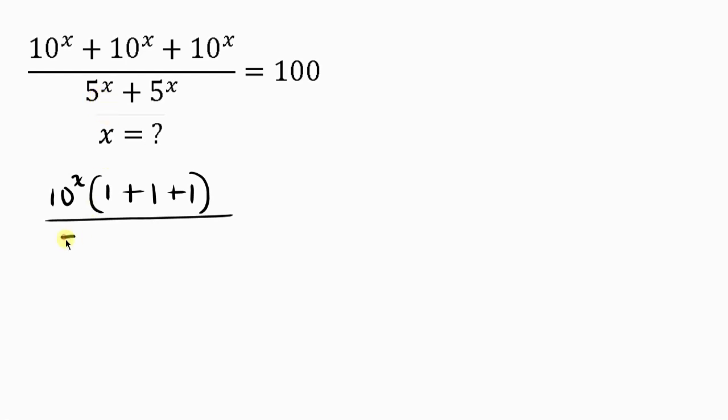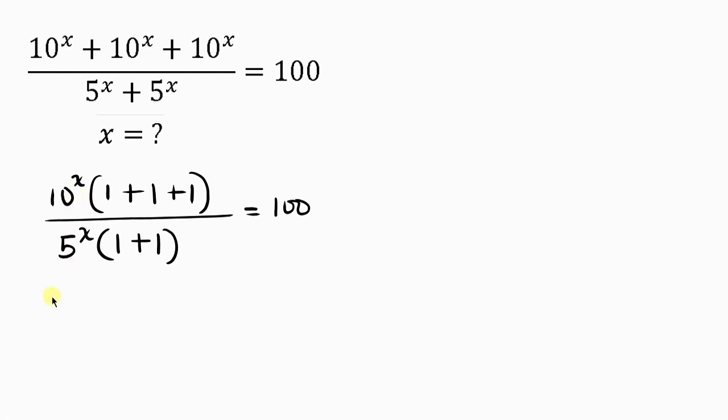So let's factor out 5 to the x. Now, 5 to the x divided by 5 to the x, we have 1, plus 5 to the x divided by 5 to the x, we also have 1. And this is equal to 100.